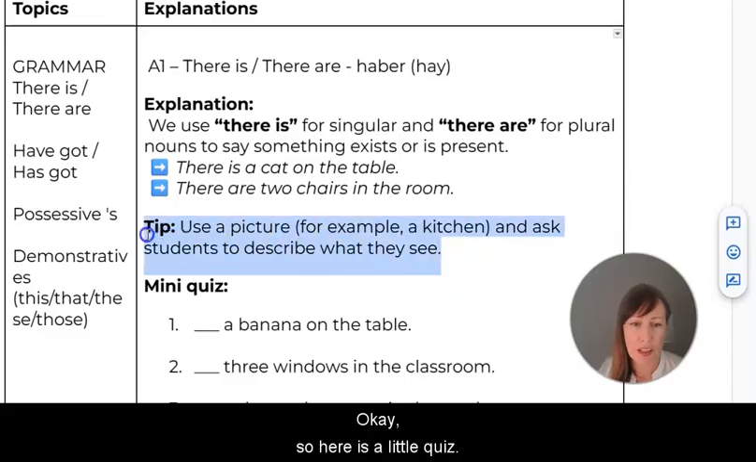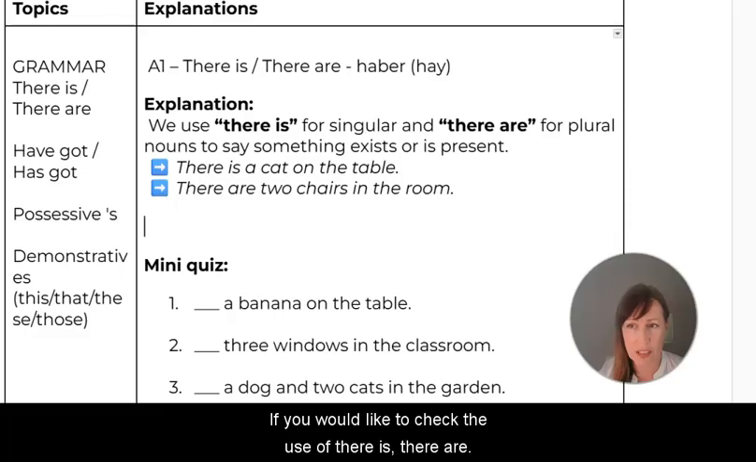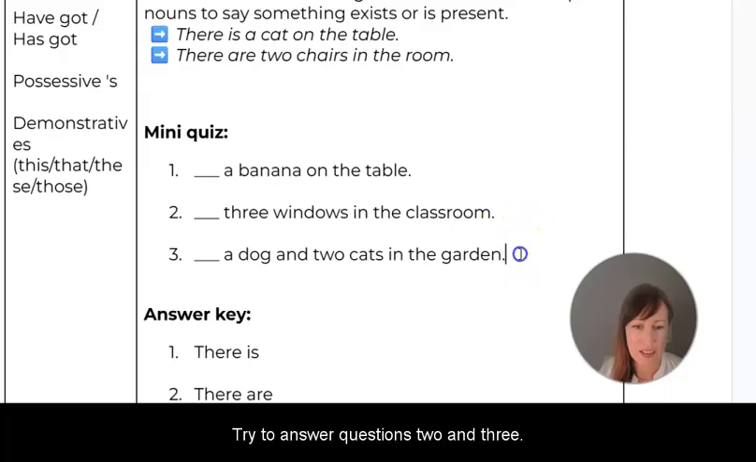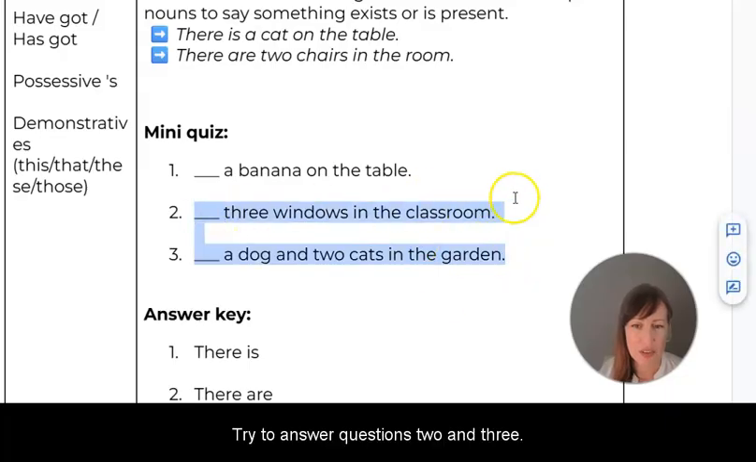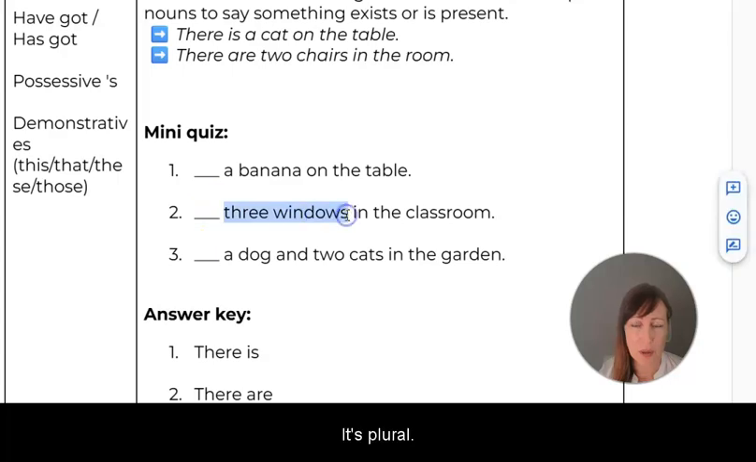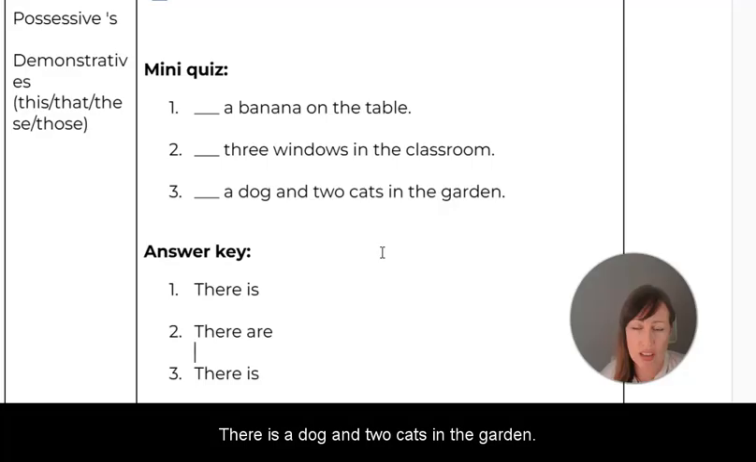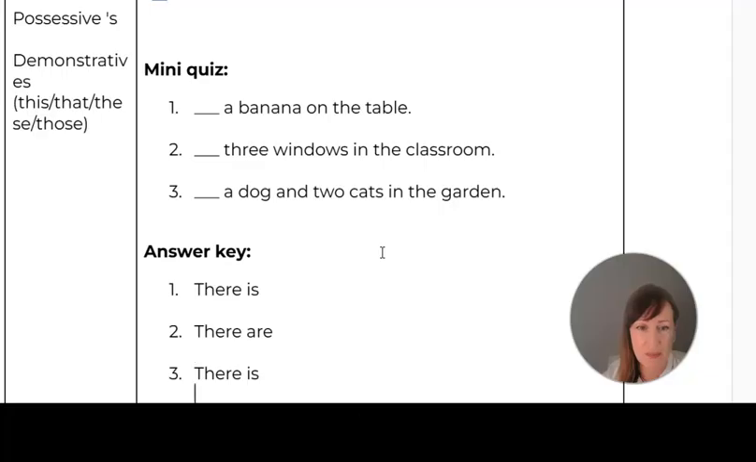Okay, so here's a little quiz if you would like to check the use of there is, there are. For example, there is a banana on the table. Try to answer questions 2 and 3. It's plural. There are 3 windows. There is a dog, because it's singular. There is a dog and 2 cats in the garden. Okay, there is, there are.